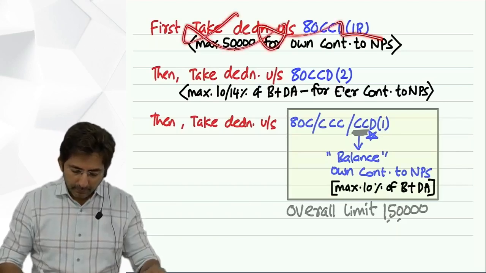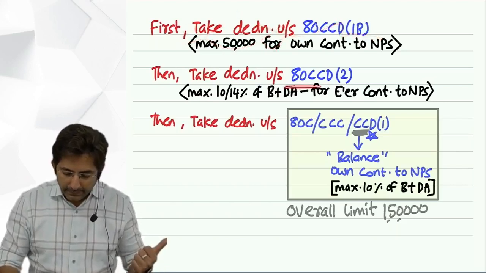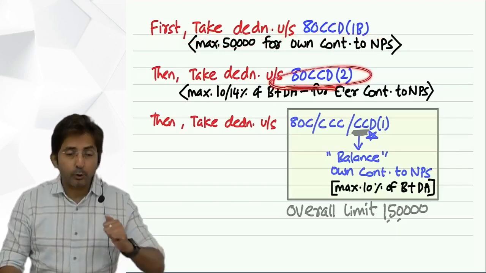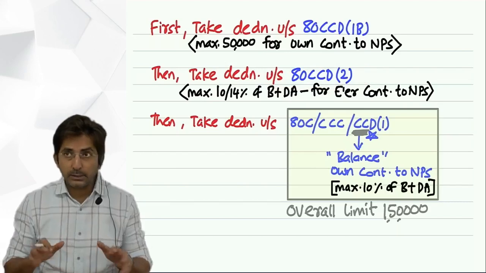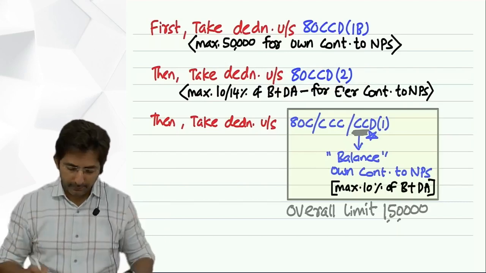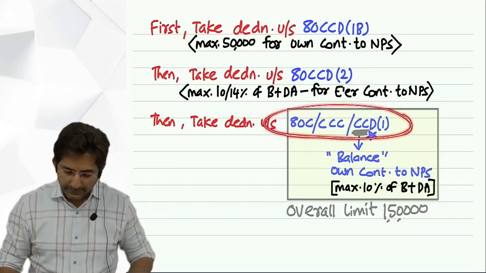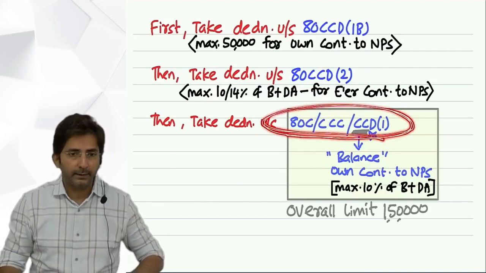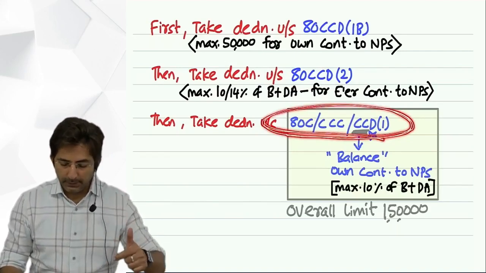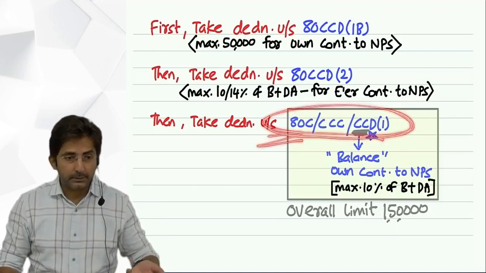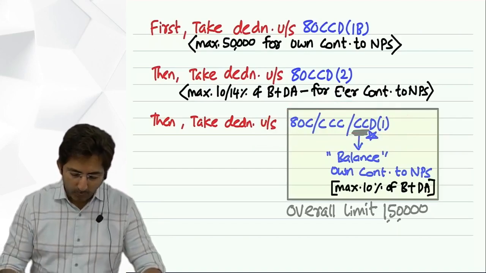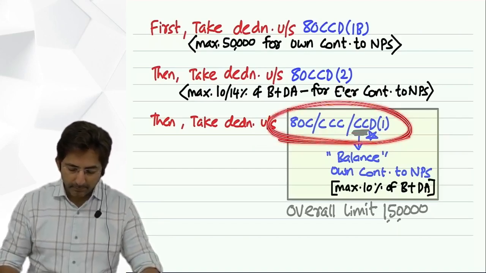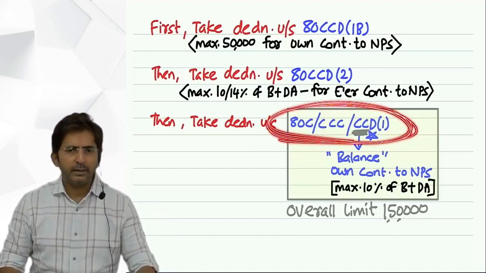Then take 80CCD(2), but that is also possible only when the employer contributes to NPS, but again in this question there is no NPS, so forget it. Then take the group of 80C, 80CCC, 80CCD(1). Let us take that, because in the question we have 80C and 80CCC. So take that first. And what is the way to present these sections? This I have already taken in one question.